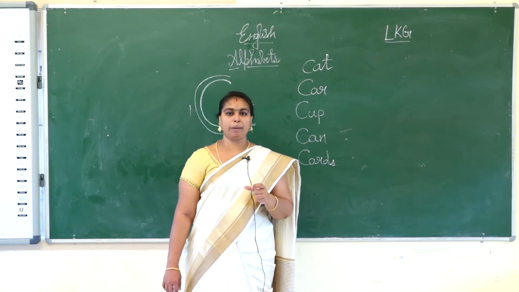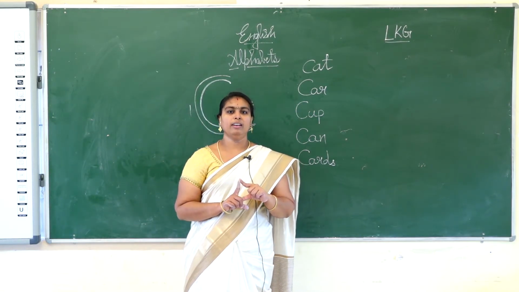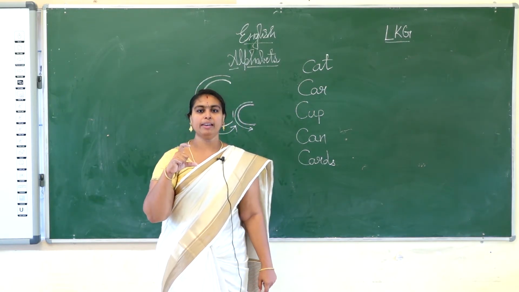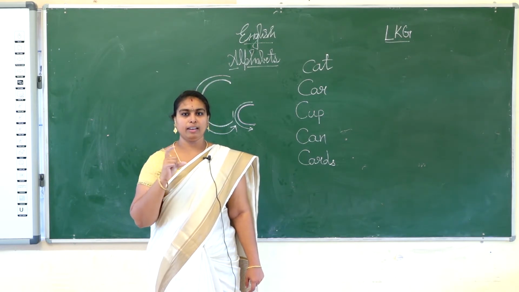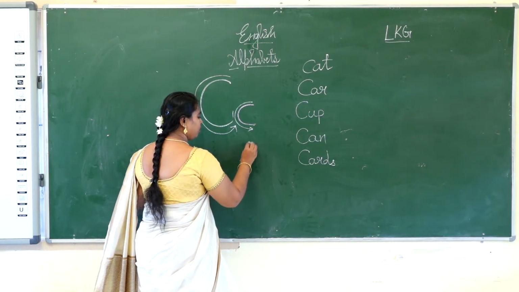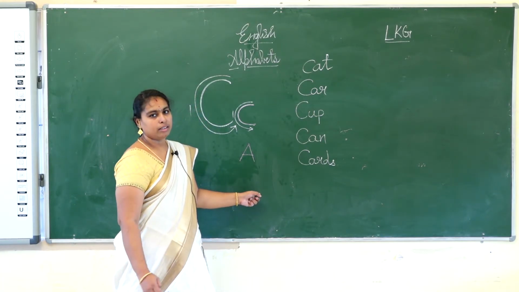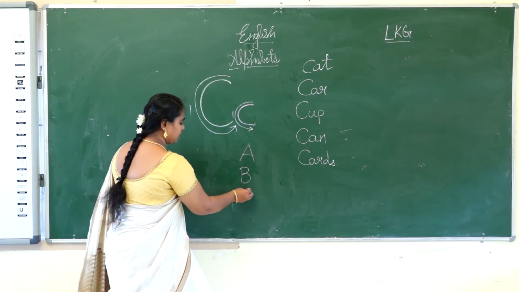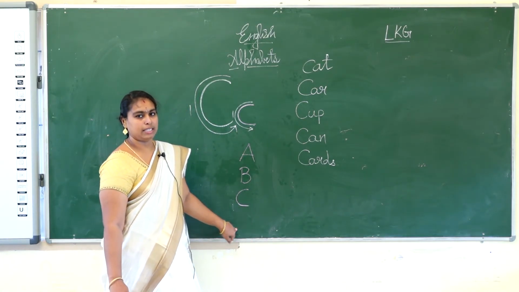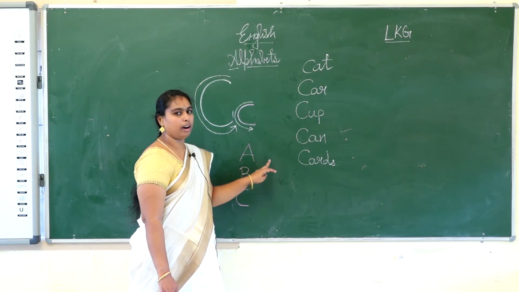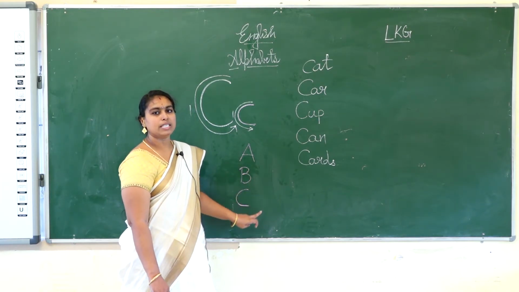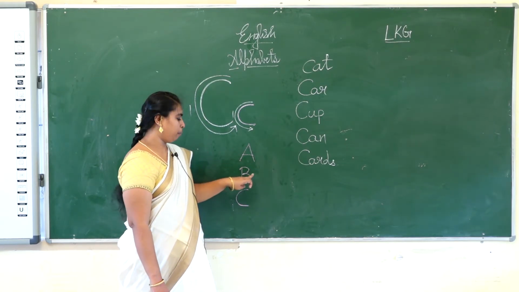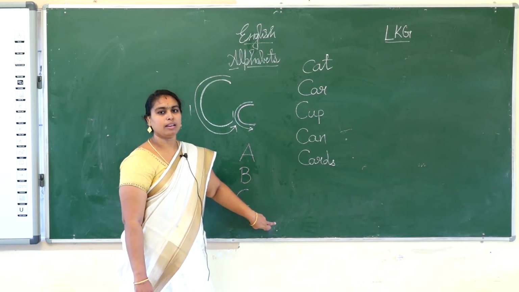Now we will go to the recap of A. What is the sound of A? A. What is the sound of B? B. What is the sound of C? K. Say again. For A, A. For B, B. For C, K. Say again. A. B. B. C. K. Say again. A. B. B. C. K.